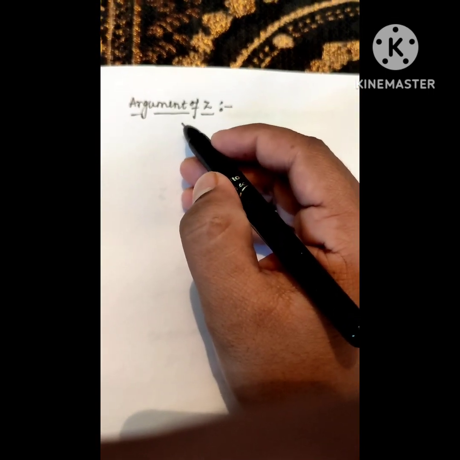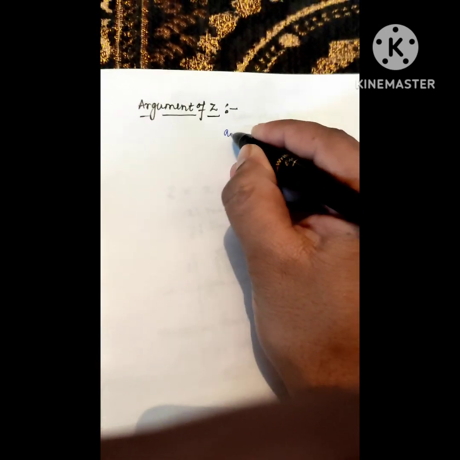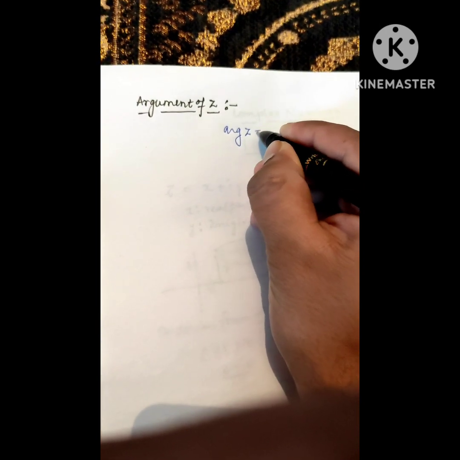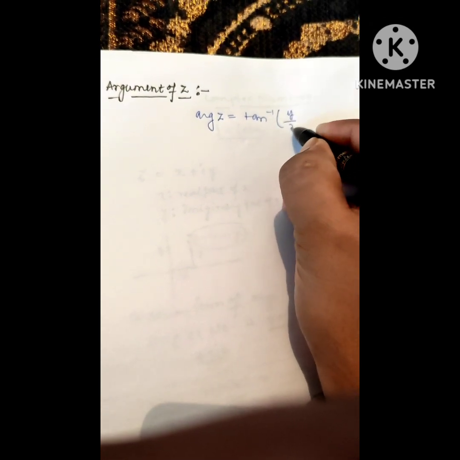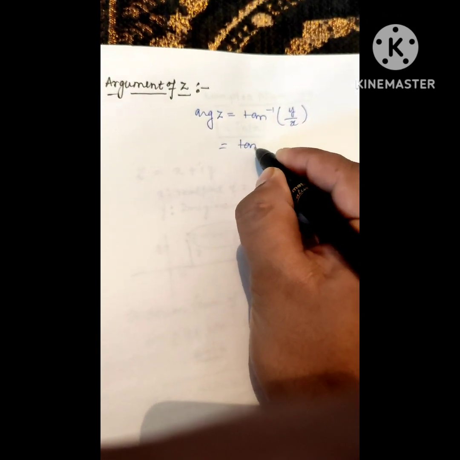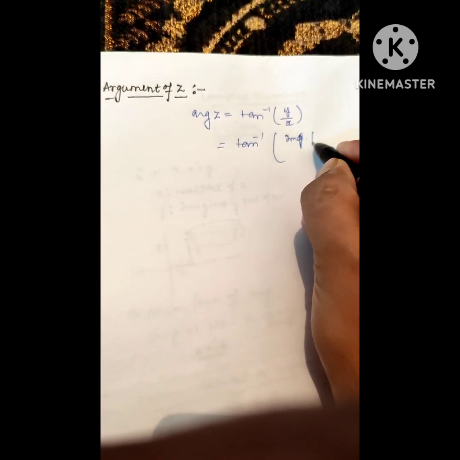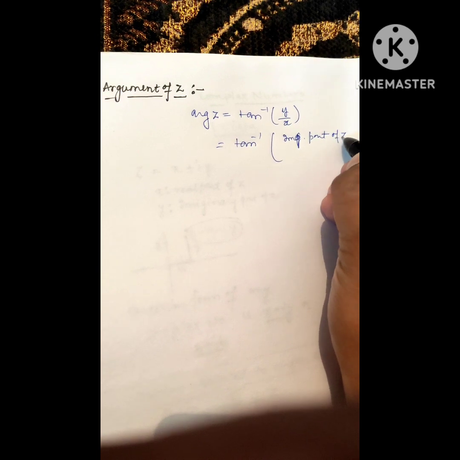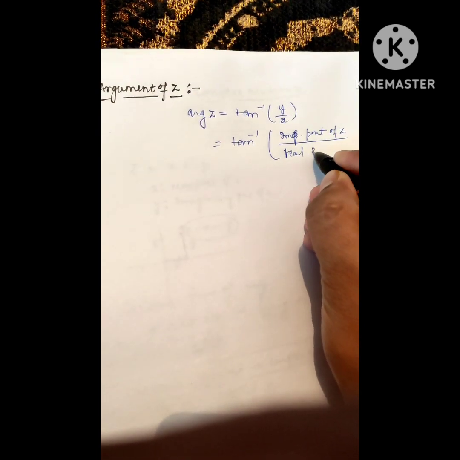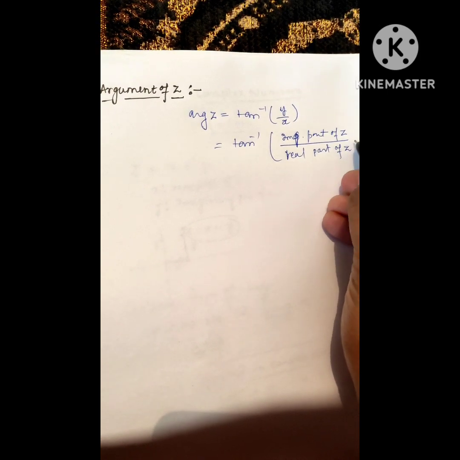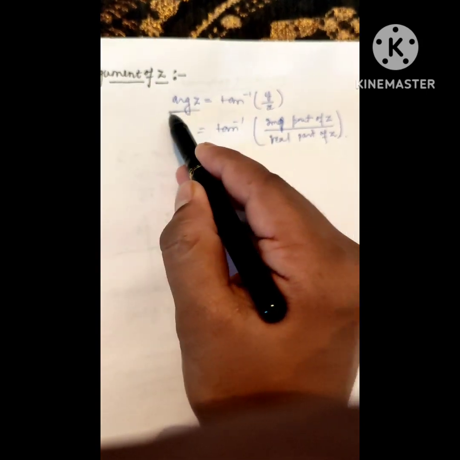Now argument of Z. For the argument of Z, we can write the formula tan inverse y by x. Means tan inverse of the imaginary part of Z over the real part of Z. This is the formula we use for argument.